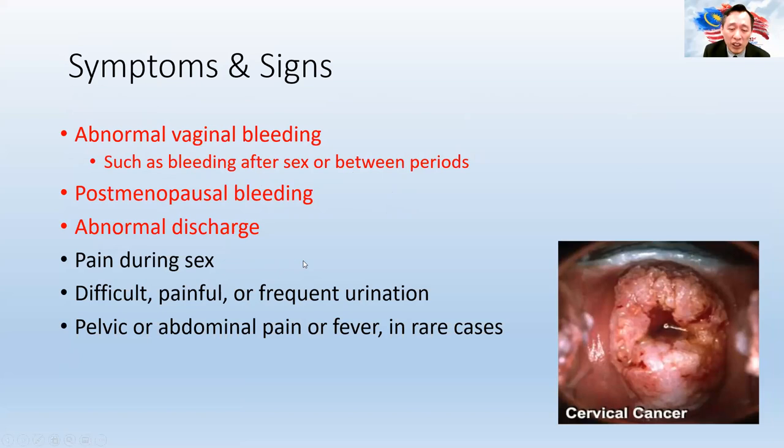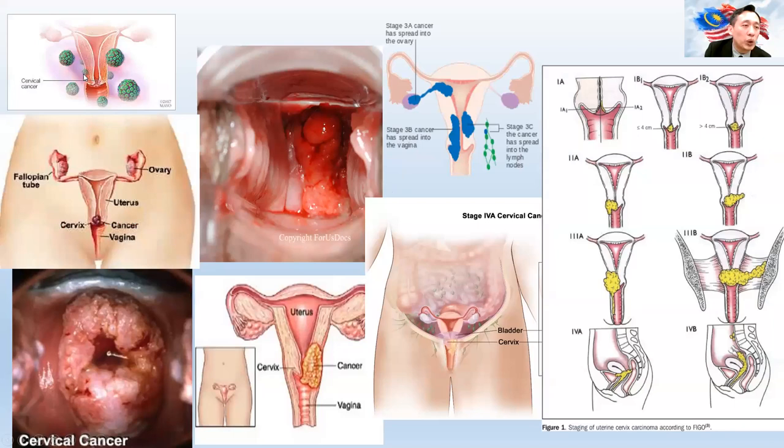So this shows you the virus that actually attacked the transformation zone. Then CIN1, 2 and 3 become cancer. When the tumor becomes necrotic, they will have postcoital bleeding, intermenstrual bleeding, and abnormal discharge. Thereafter, it spreads to the surrounding bladder, rectum, and nearby lymph nodes, and metastasizes to the liver.